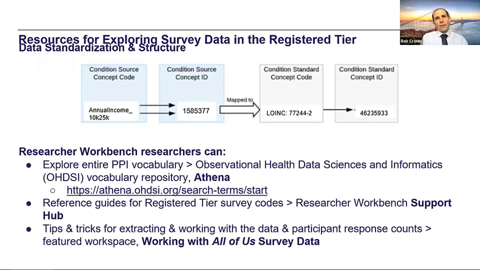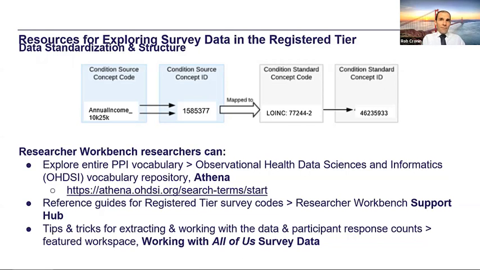Looking at the flow chart here, for example, there's a question that asks about annual income, and there's a response that says my annual income is from 10,000 to 25,000. That response is mapped to a certain concept ID, 1585377. So every single answer is mapped to a concept ID in what we call a PPI table, the participant provided information, which is really like the survey table.